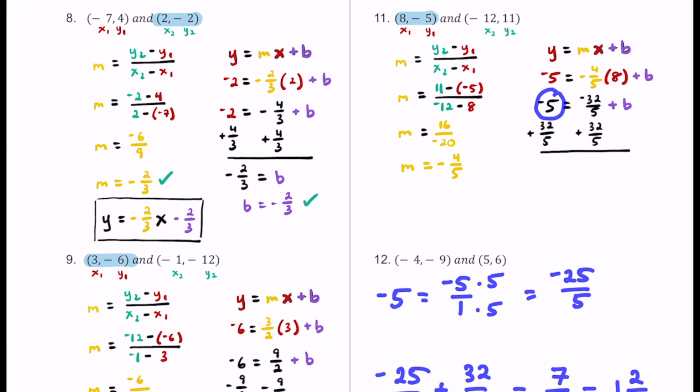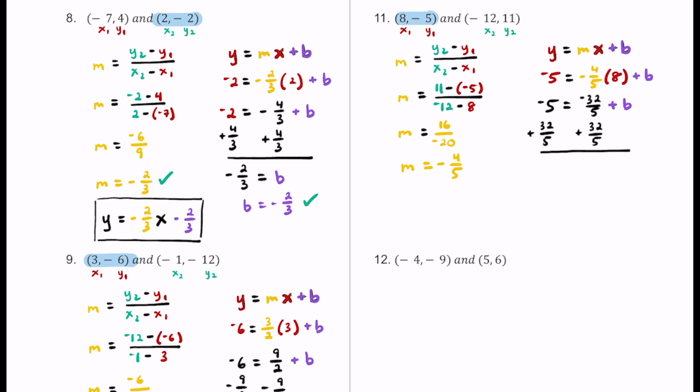Okay, so if we take that -5 and add the 32 over 5, we get this positive 1 2/5. So we're going to say 1 2/5 is equal to the b value. And so we can say b is equal to 1 2/5.